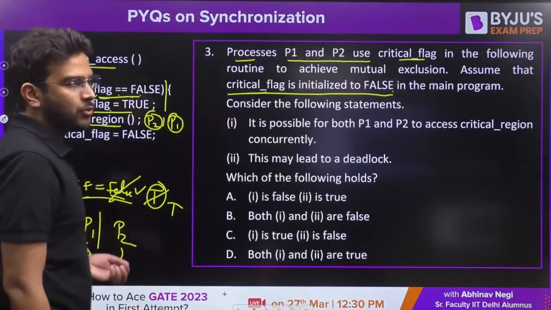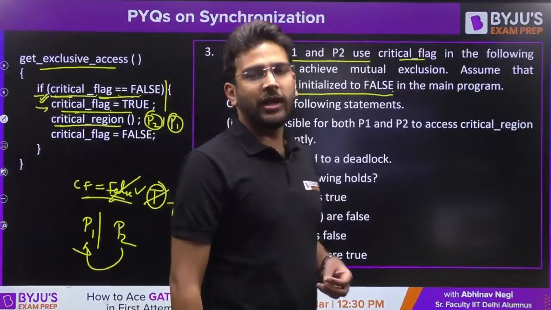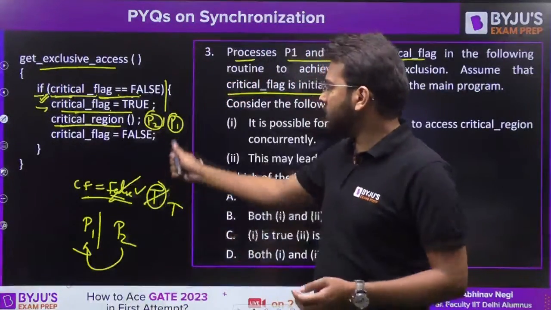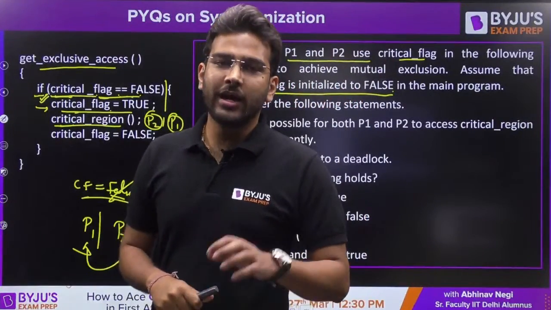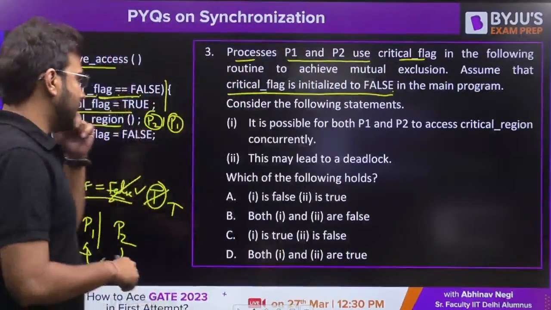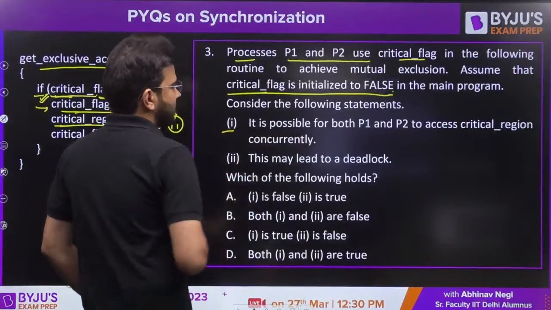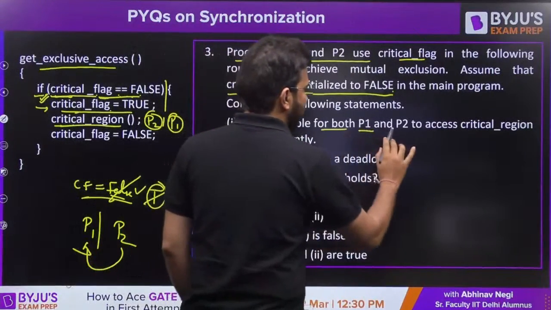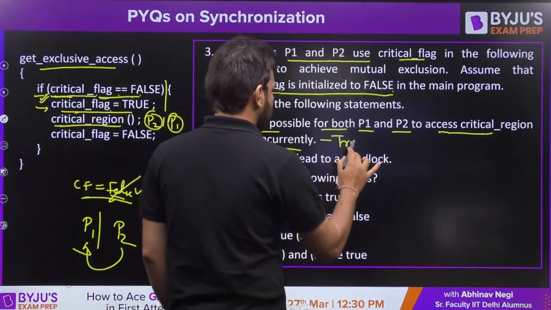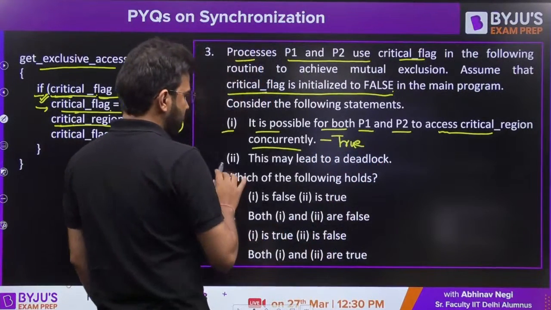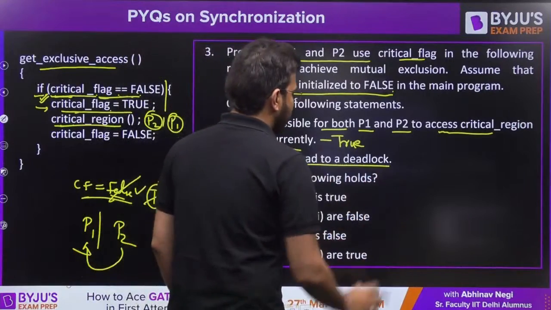Are we having mutual exclusion here? No. Mutual exclusion is not satisfied here because both P1 and P2 are able to access the critical region at the same time. So the first statement, it is possible for both P1 and P2 to access the critical region concurrently, is true. Second, this may lead to a deadlock.